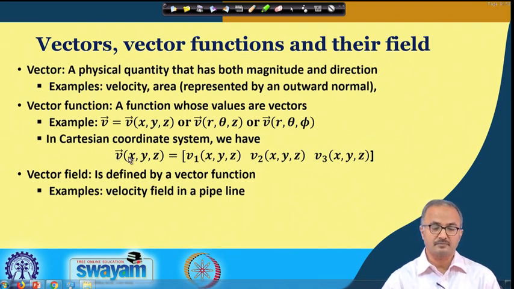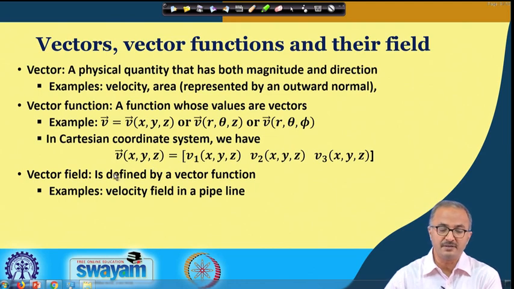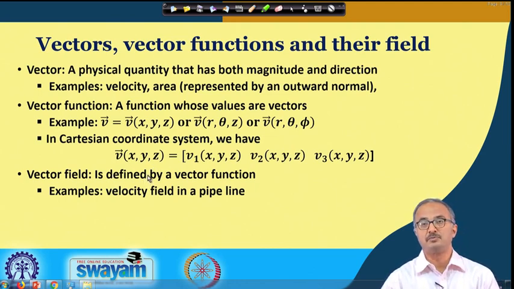And in Cartesian coordinates, for example, this velocity being a vector, it will have three components. So when I say velocity at x, y, z, what does it mean? Each of the components is changing with the position. Where V1, V2, V3 are the three components of the velocity, we have V1 changing with x, y, z, V2 changing with x, y, z, and V3 changing with x, y, z. And a vector field is defined by a vector function. When we have a distribution of velocities, we have a velocity field.